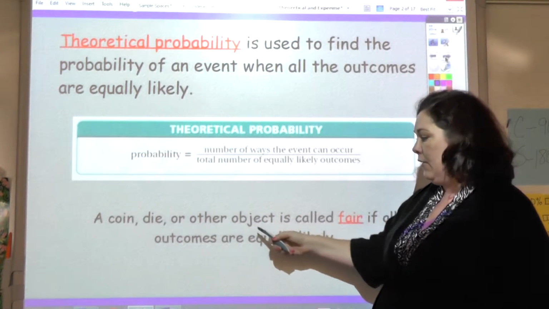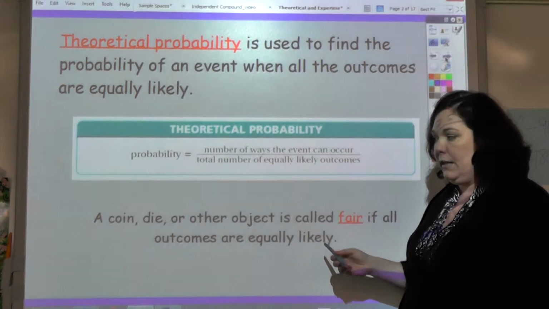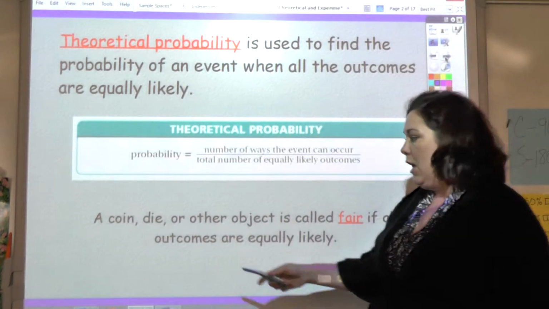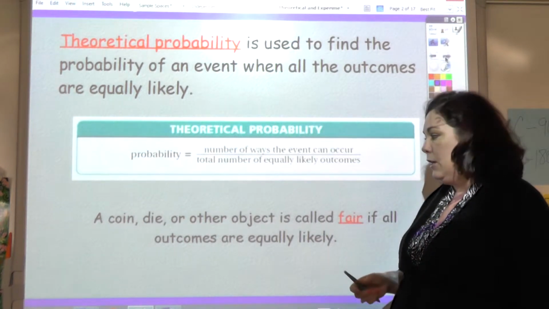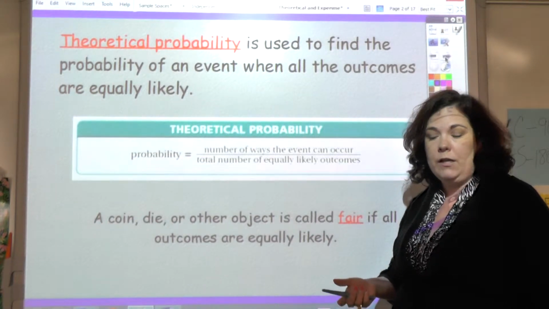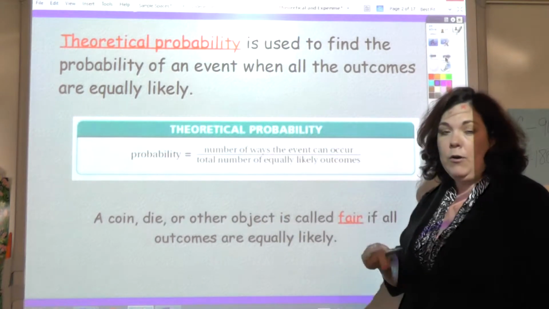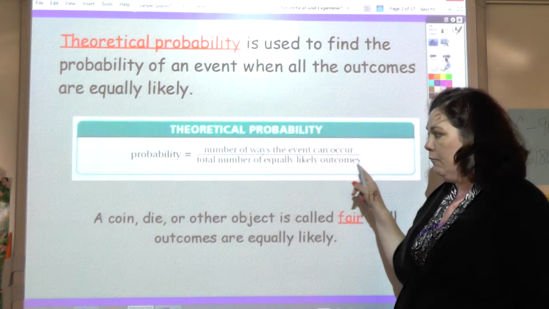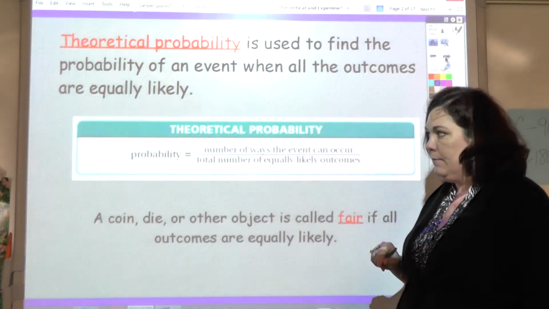A coin, die, or other object is called fair if all outcomes are equally likely. A coin, of course, would be heads or tails. A regular number cube would be 1 through 6. But let's say you had a die that had 2 number 1s on it, then that would make it different and it wouldn't be fair. A spinner where all the parts are equal is fair. So again, go ahead and get this in your notes, and then we'll continue.